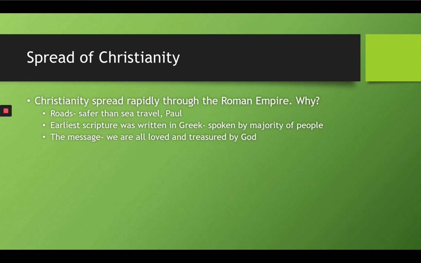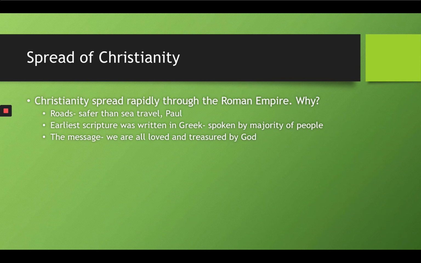Now, if you think back to the area of the world that was able to speak Greek, the Romans adapted a lot of Greek. Many people, the majority of people, were able to speak Greek, not Latin. Because the earliest scriptures were written in Greek, a lot of people could read it. And so the message written down in those Gospels and in the earlier scriptures could be spread very easily because everybody could read it.